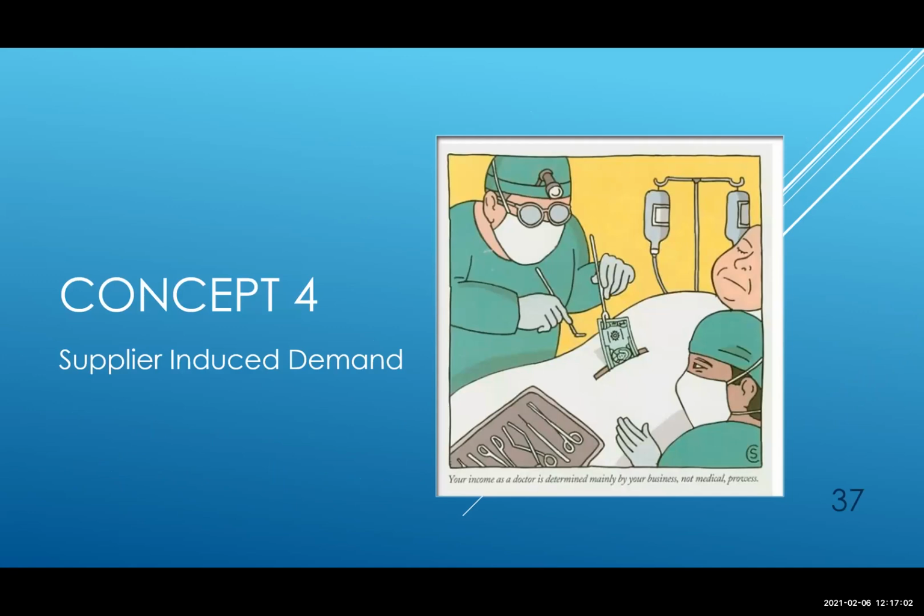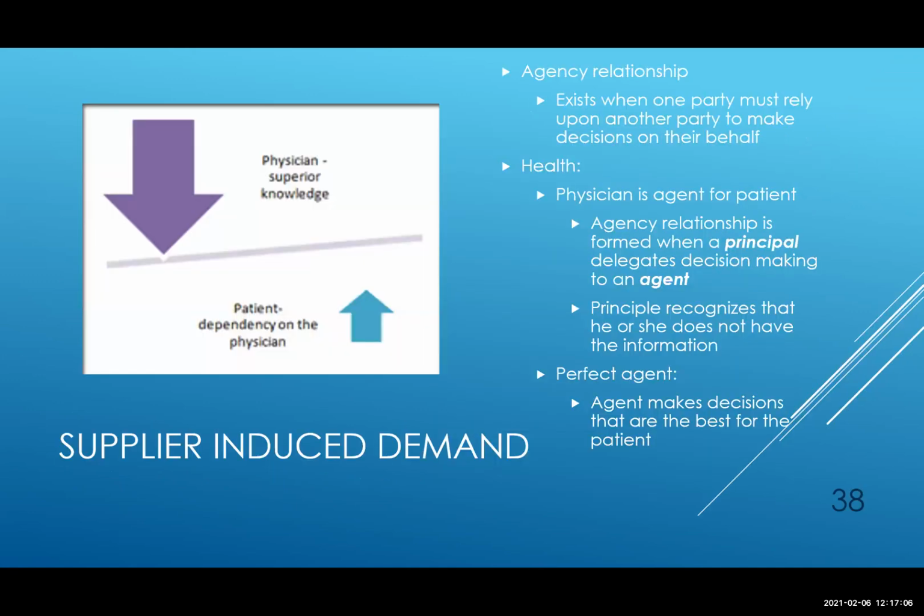So supplier induced demand. This is a problem with your principal and agency relationship. Your physician has superior knowledge, right? And the patient is dependent on the physician. So this agency relationship exists when one party must rely upon the other party to make good decisions on their behalf.